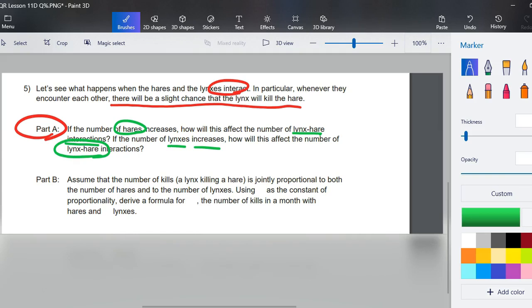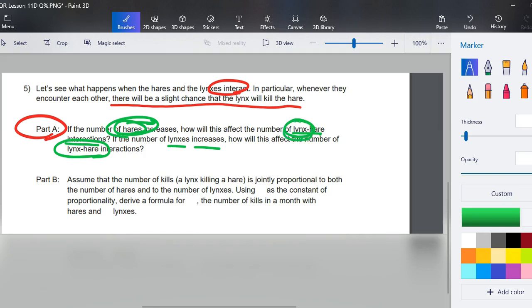Jot down a thought. I have a thought. And possibly you might write that increasing either the number of lynxes or hares really is going to result in more interactions. If we have more of the hares running around, there's more of a chance that the lynxes are going to be able to find more of them.